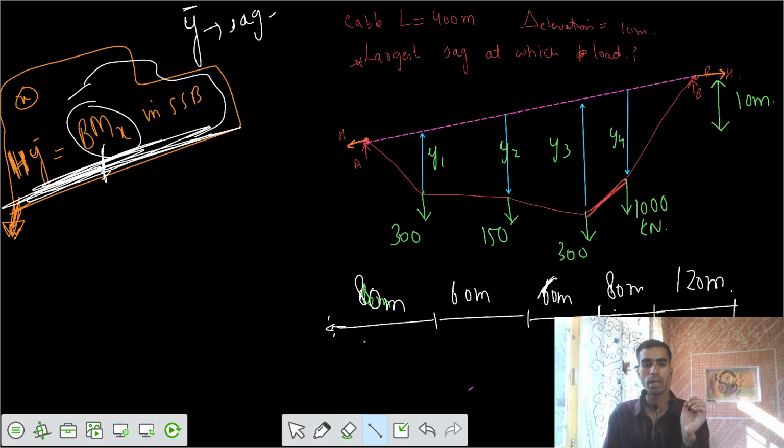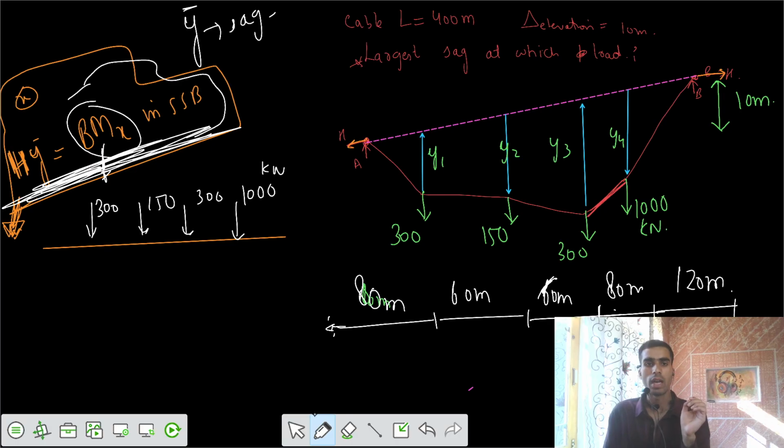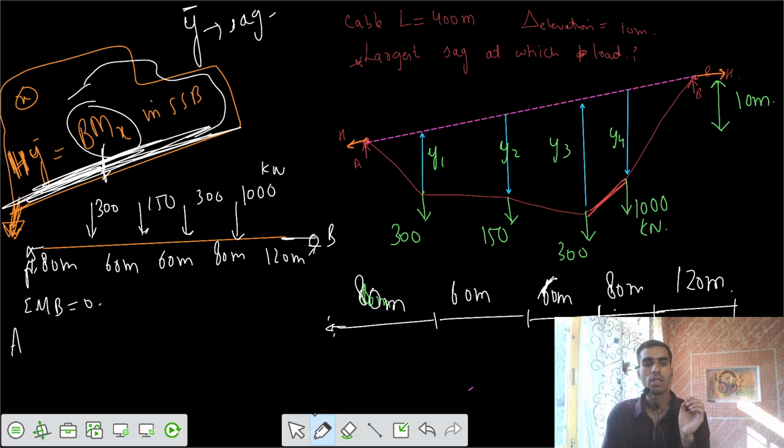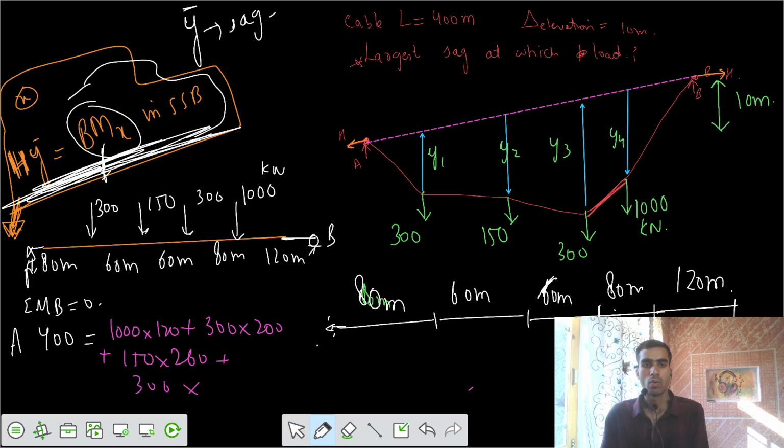So the first case is that we assume it's only a simply supported beam with these loads: one is 300, one is 150, then 300, and one more, 1000 kilonewton, acting at different locations of 80 meter, 60 meter, 60 meter, 80 meter, 120 meter, and there we have support B and one more support A. If I take the summation of moments about point B, I would say A into the total length of 400 equals the moment contributed by those loads about point B, that is 1000 into 120 plus 300 into 200 plus 150 into 260 plus 300 into 260 plus 60, that is 320.